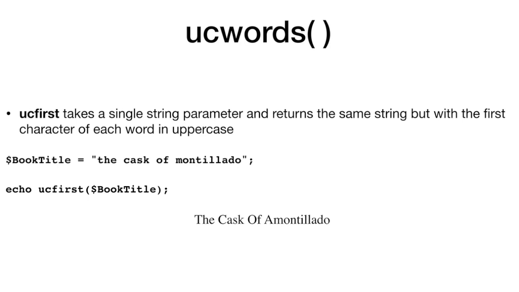ucwords takes a single string parameter and returns the same string, but with the first character of each word in uppercase. So here in variable book title, it's the cask all in lowercase. When we pass that into ucwords and output that, it gives us the same text, but each of the first characters of each word is in uppercase.